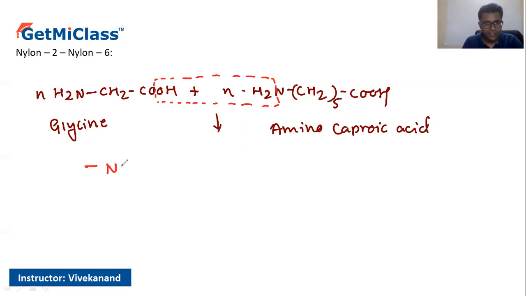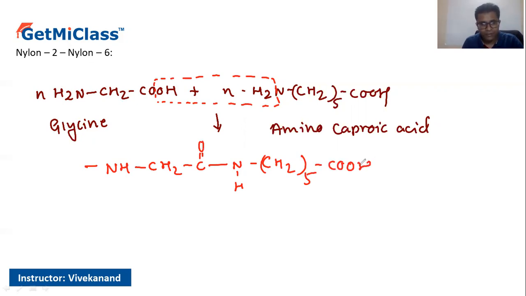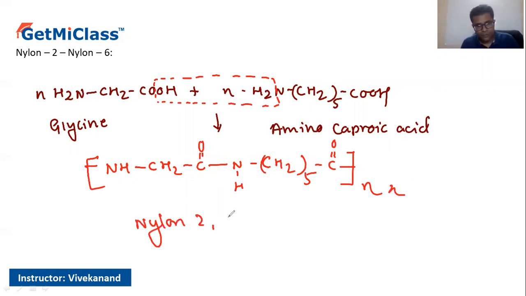The same thing happens at NH, CH2, C double bond O. This particular unit goes over here, NH, CH2 5 times, COO, C double bond O, and this continues n times. So this is our nylon 2-nylon 6.